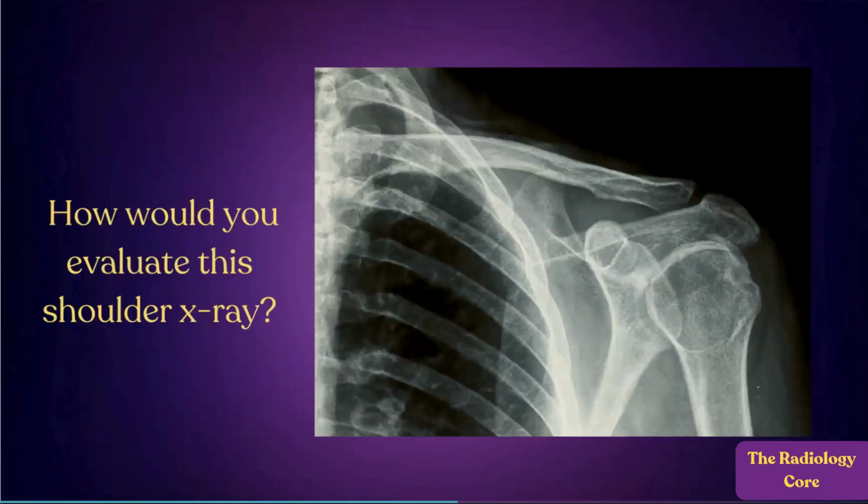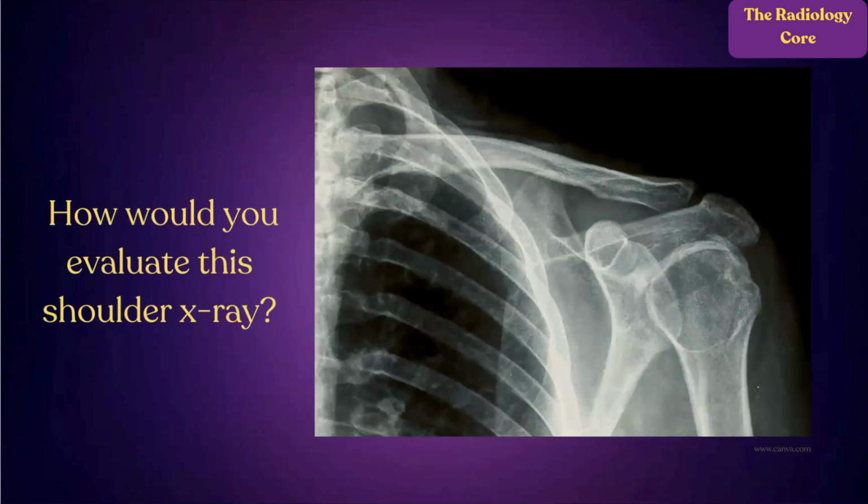So how would you evaluate the shoulder x-ray? Looking at the shoulder x-ray, I immediately think, okay, is this a left or a right? It looks as though it is a left shoulder. How do I know this? Because if I were to look at the patient, I'm looking as if they're looking at me. So if this is oriented correctly, this should be a left shoulder.